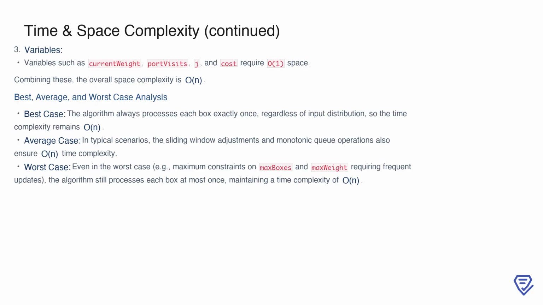For the best case, the algorithm processes each box exactly once, leading to a time complexity of O(n). In the average case, even with typical input distributions, the sliding window adjustments and monotonic queue operations remain efficient, ensuring O(n) as well. Finally, in the worst case, where constraints like max boxes and max weight require frequent updates, the algorithm still processes each box at most once, maintaining its O(n) complexity. This consistent performance across all scenarios highlights the efficiency of the approach.